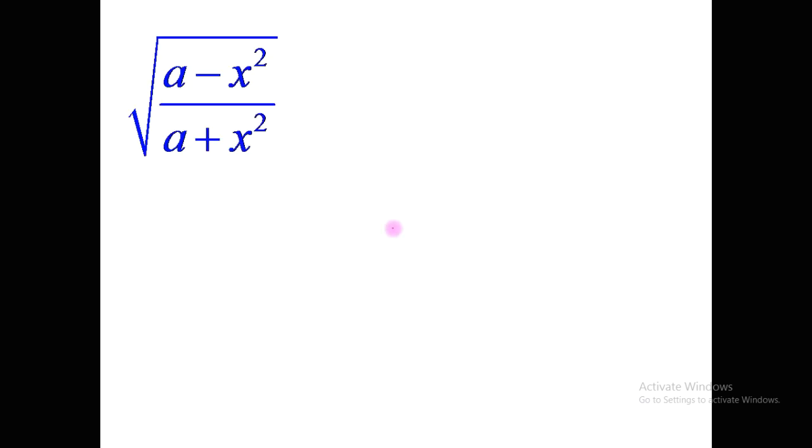Now this is another form, square root of a minus x square upon a plus x square. We might feel that we should replace x by a sin theta. What will happen if I replace x by a sin theta? Here I will get a square sin square theta. Here it is a, and here I am getting a square. So I will not be able to take the common term, and the expression will not be simplified. So let's discard this form.